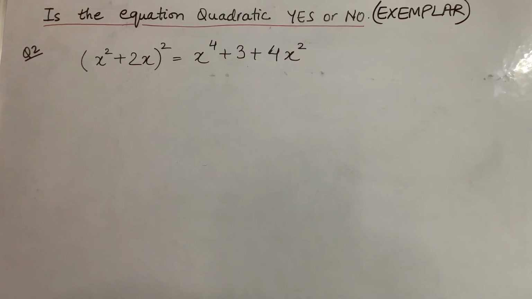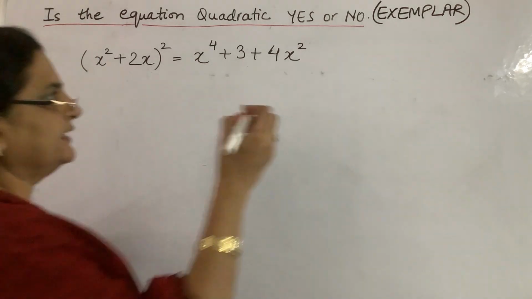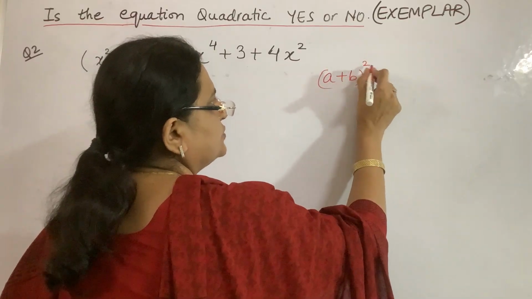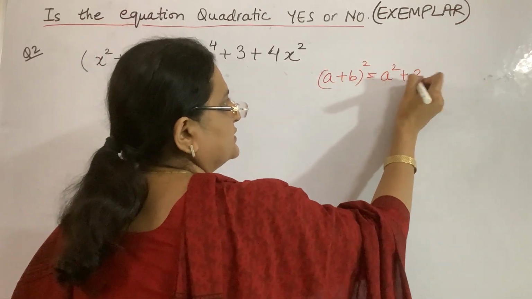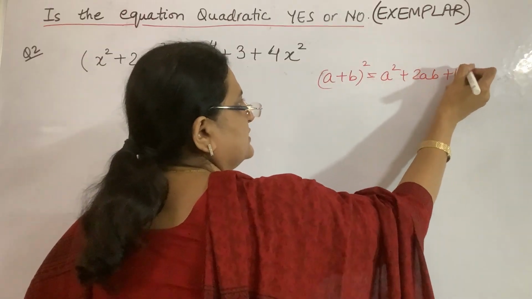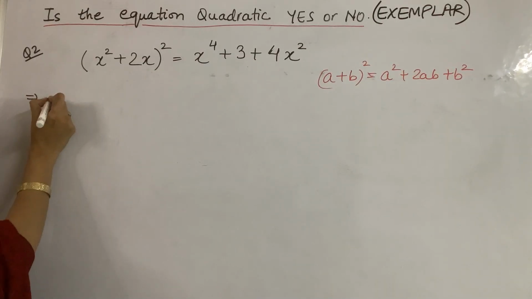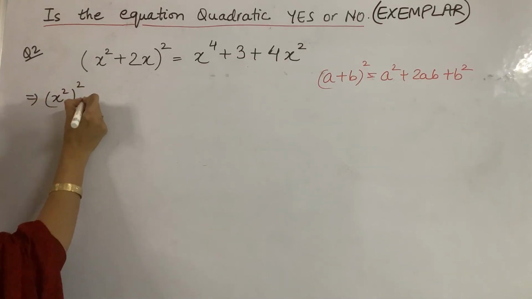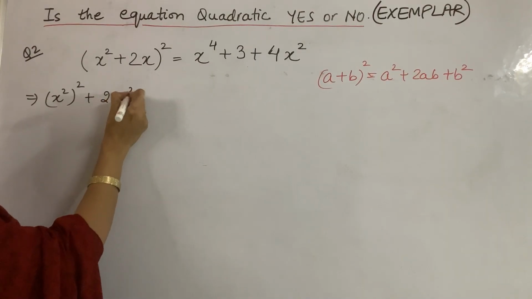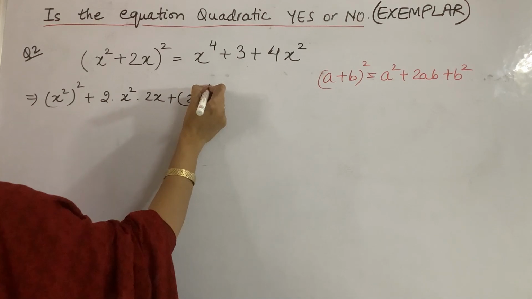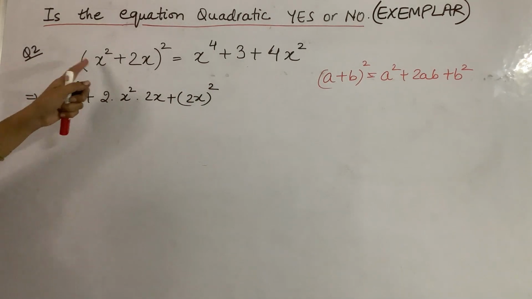Let's solve the next question. So this is a plus b whole square. So again I am writing the identity. a plus b whole square is equal to a square plus 2ab plus b square. This identity we will be using to expand this. Okay. So let us start. Square of the first plus 2 first term into second term plus square of the second term. We are done with this part.